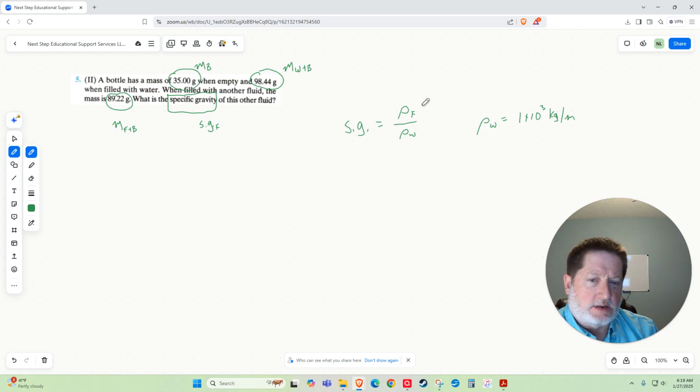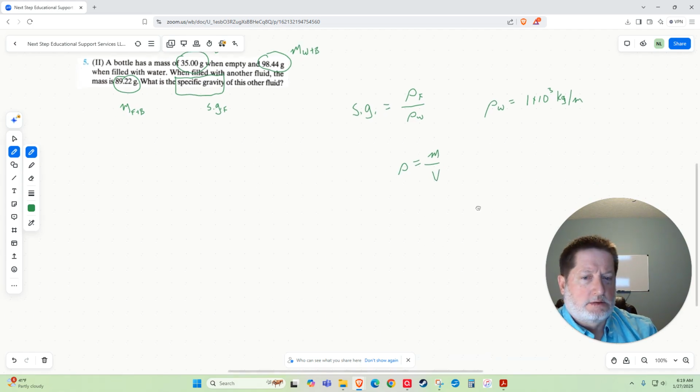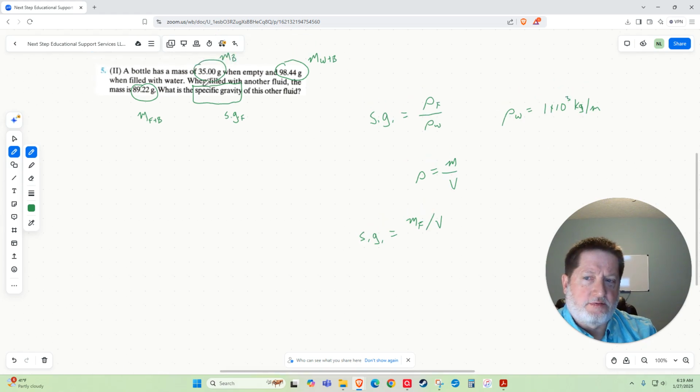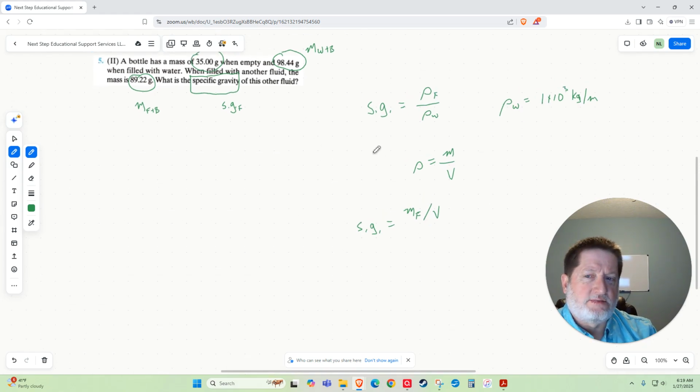Now we know that density is defined as mass per unit volume. We're going to use that to make a substitution in our equation up here using the appropriate subscripts. The density of our mystery fluid is the mass of our mystery fluid divided by the volume. Now I'm not using subscripts here. I could. That could be the volume of the fluid. But as you read the problem, you'll notice that we are filling the bottle in both cases. And so the volume is the same for both the water and the mystery fluid. So I don't need to distinguish between the two different volumes.